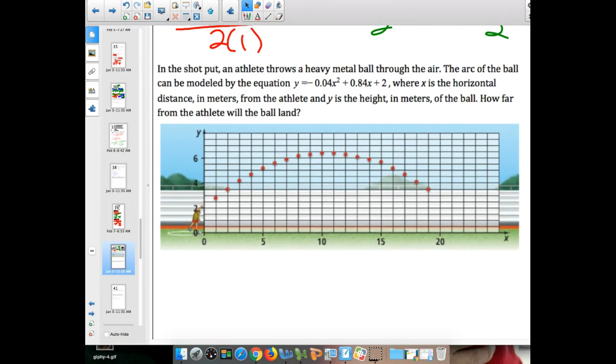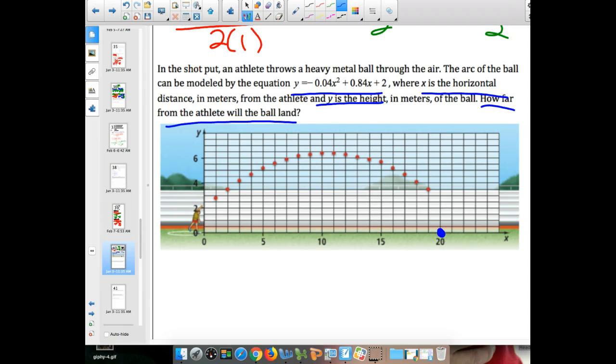So this problem is saying that we have someone who is throwing a heavy ball up in the air. It makes this arc here on this graph. And we have this equation here where x represents the horizontal distance and y represents the height. We want to know how far that ball is going. So if I look here, this is where the girl or guy is starting, and they throw the ball. So this right here is how far it goes, okay?